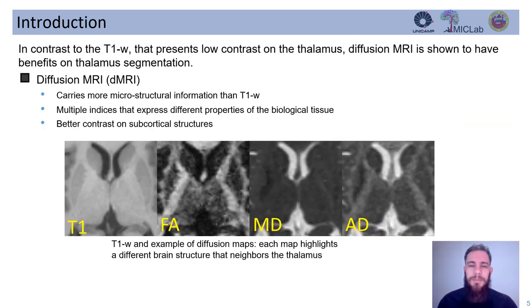Despite being able to achieve much better results, this approach is still limited by the information that the T1 carries. On the other hand, diffusion MRI, which is a newer MRI technique, can carry much more information about the brain tissues. For example, we can see here in these images that the diffusion maps, fractional anisotropy, mean diffusivity, and axial diffusivity are highlighting structures that are very hard to see in T1 images.